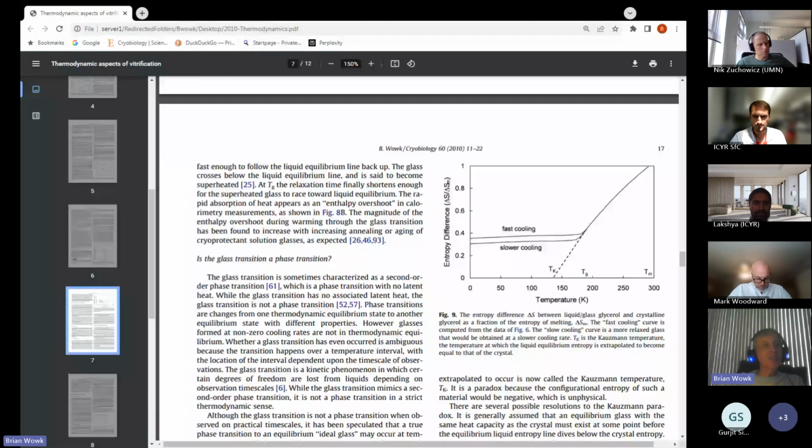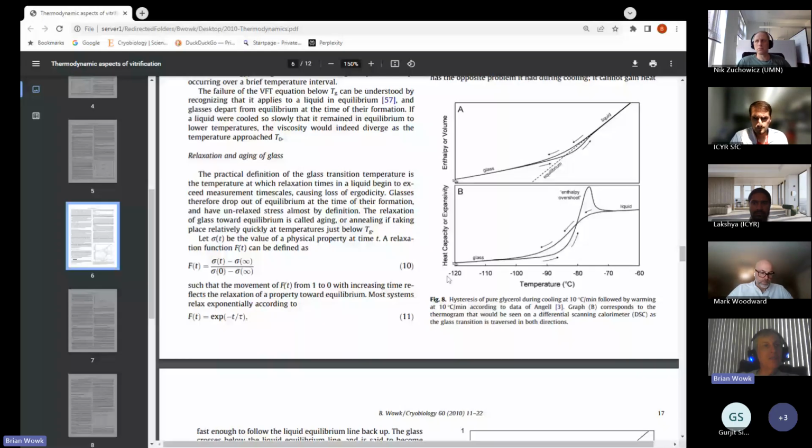And this applies to a whole bunch of different, equation 10 here, this applies to a whole bunch of different physical parameters. This pertains to things like dielectric relaxation, density, heat capacity, basically compressibility, all the thermodynamic response functions. If you wait long enough at a given temperature, they will move towards an equilibrium value. They will do so exponentially or approximately exponentially, and the speed at which they will move towards their equilibrium value is called the relaxation time.